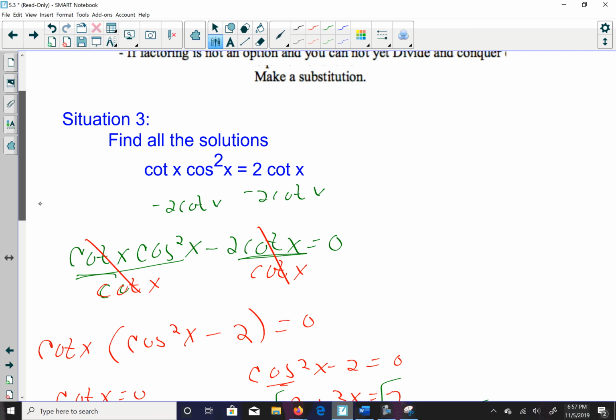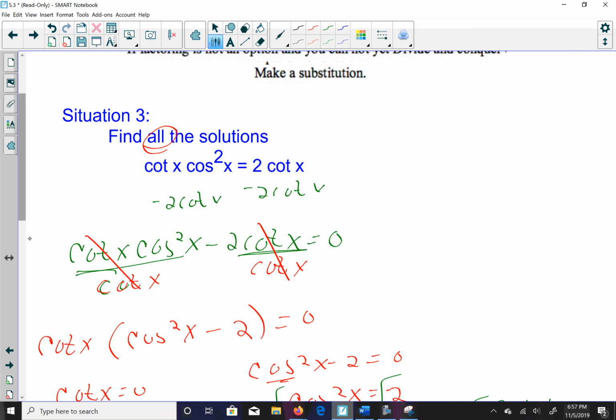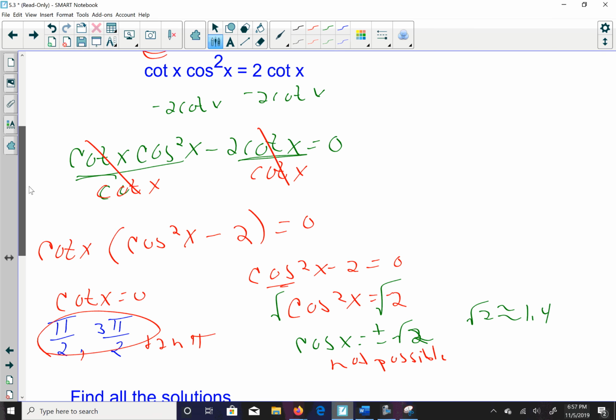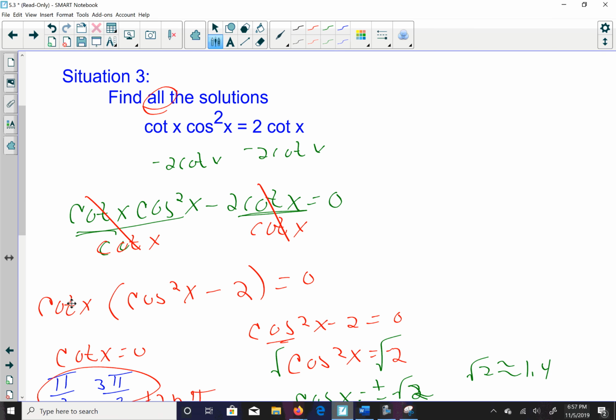Going back up, it wants all solutions. So I'm going to have to add that 2n pi. Write the two answers, add plus 2n pi at the end. Okay, the next one. Now that one had two trig functions, but I didn't have to replace because I was able to make them two factors, and then set each of those factors equal to 0.